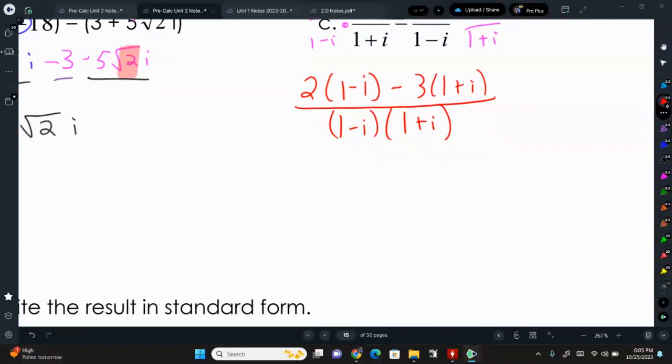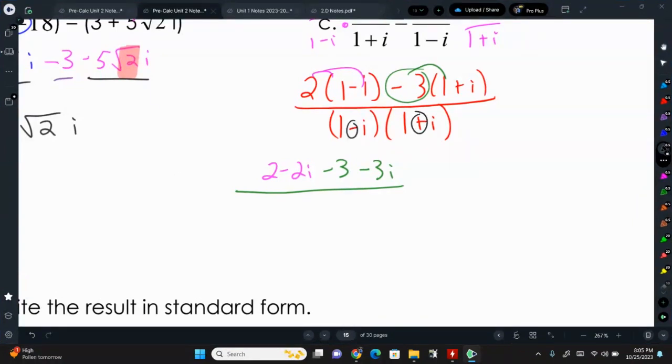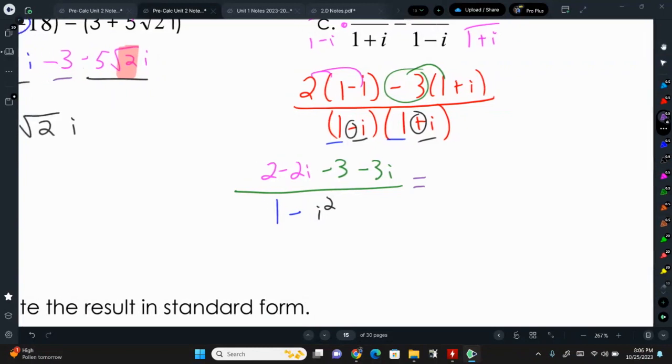Okay, then we can distribute 2 minus 2i. And we distribute the negative 3, so minus 3 minus 3i over, well, the denominator, because we have the same thing but one is plus and one is minus, we can do that shortcut where we just multiply the first two and the last two, because if we FOIL, it's going to cancel out. So we have 1 minus i squared. So i squared is equal to negative 1. We talked about that last year.